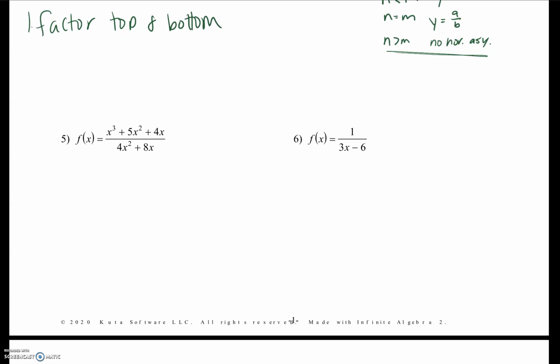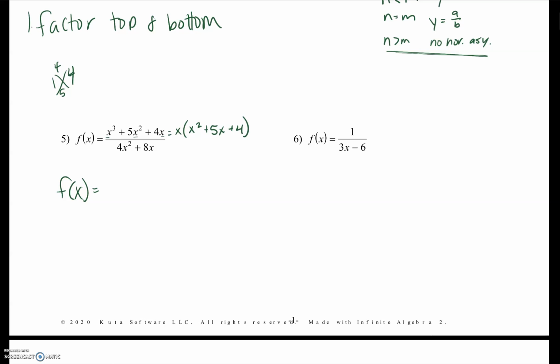So if we do that, on the top, 4 goes up top, 5 on the bottom. So the factors of 4 that add to 5 would be 1 and 4. So up top we have x. Oh, hold on. Those factors will still be right, but I just noticed that we have an x on each of them, so we would factor that x out first.